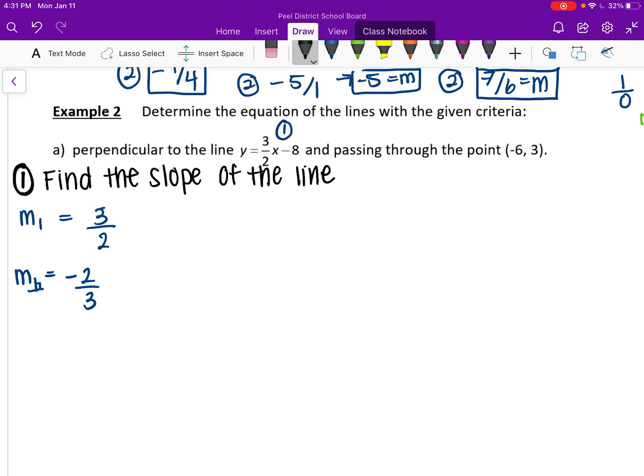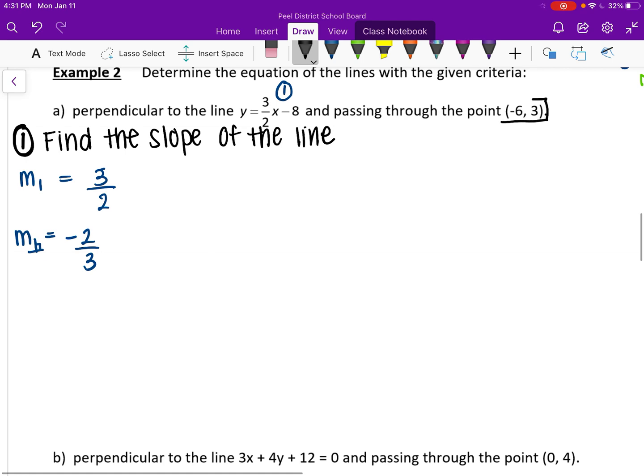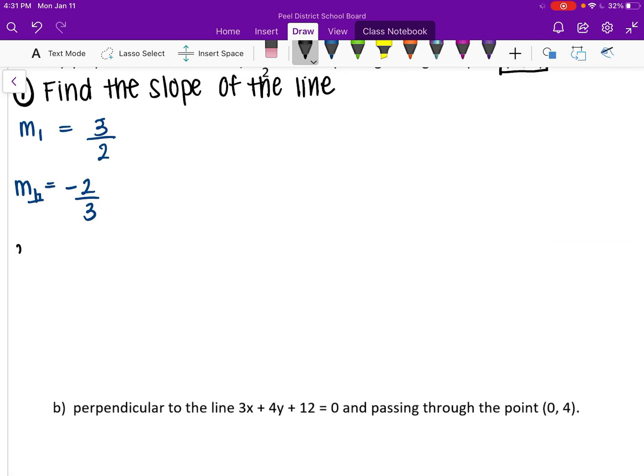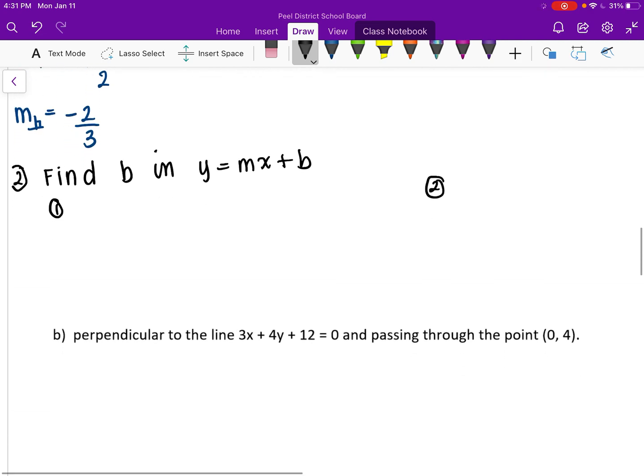Then I know that it's going to also pass through points 6 and 3. So now that I have the new slope, find b in y equals mx plus b. You can do this 2 ways. You can either substitute, or you can do point slope. I'll do both just for our purposes for this question, but we might start sticking to one or the other moving forward. Okay, so let's find it using y equals mx plus b.